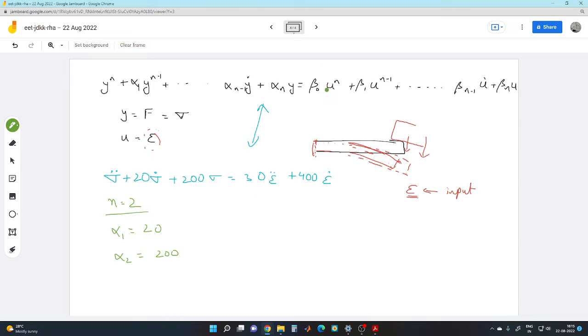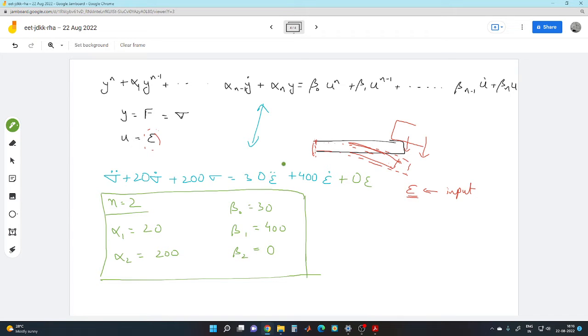For beta, we have this beta naught with maximum derivative. N was equal to 2. So here epsilon double dot has a coefficient of 30. So beta naught is equal to 30. Beta 1 is the next one less derivative, which is 400. And beta 2, which is the next derivative, which is plus 0 epsilon. So beta 2 is, sorry, beta 2 is 0 here. So right now we have these variables.